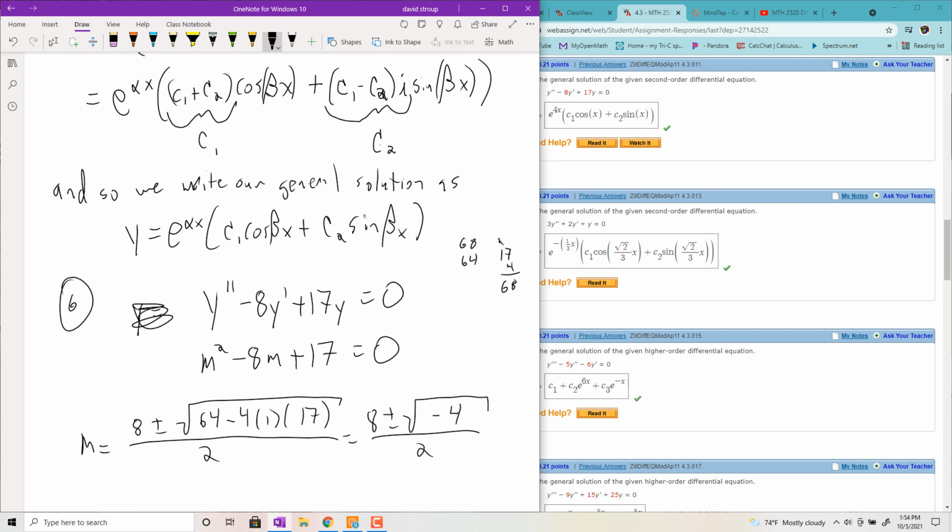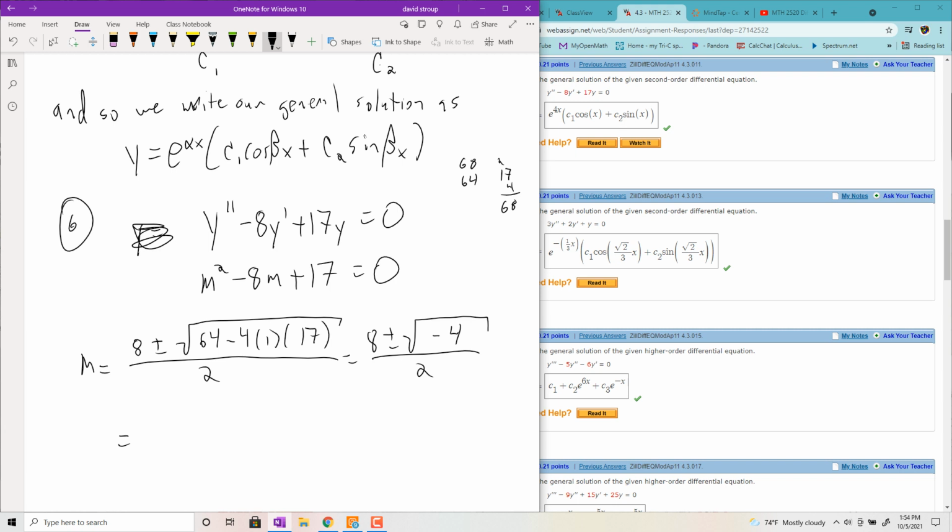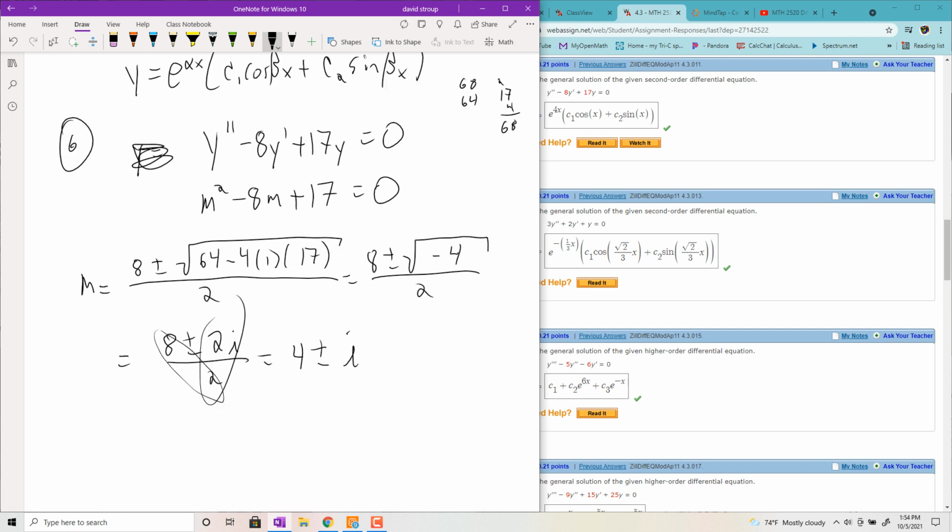So we get those two imaginary roots. And so we'll have 8 plus or minus 2i all over 2. And then we could butterfly this. So we get 4 plus or minus i. The alpha part is the 4. Okay, so the form is alpha plus or minus beta i, and the beta then is 1. So our general solution, y equals e to the 4x times c1 cosine x plus c2 sine x. Okay, and that's it.